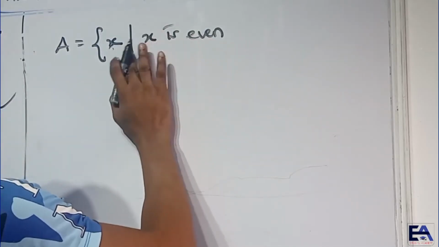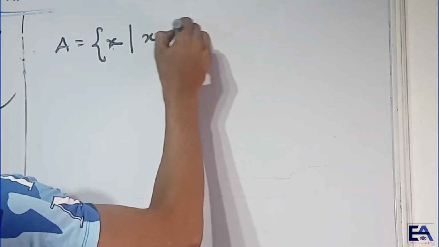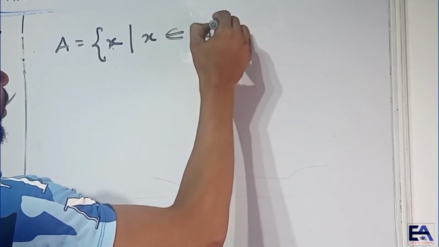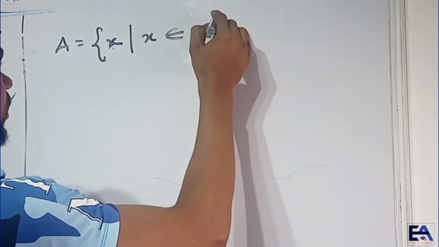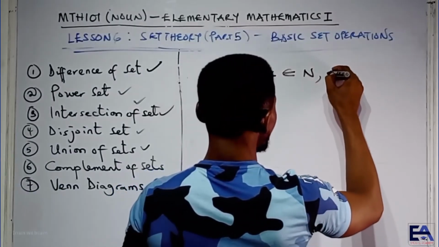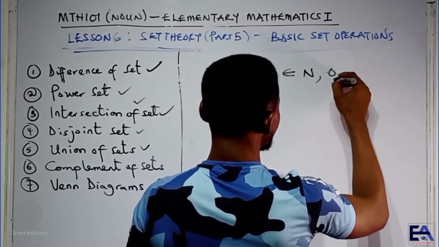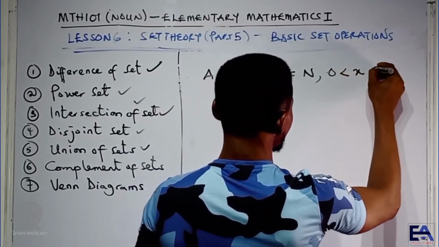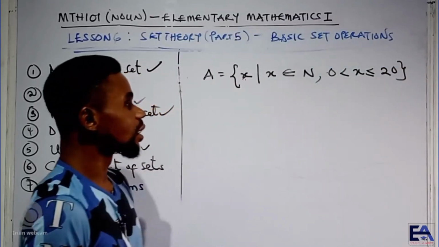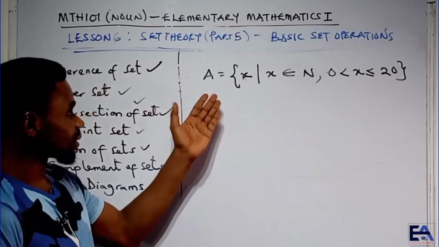All right, let's say A is a set of X such that X is a natural number and 0 is less than X, less than or equal to 20. Okay, all right, so which means there is a set.